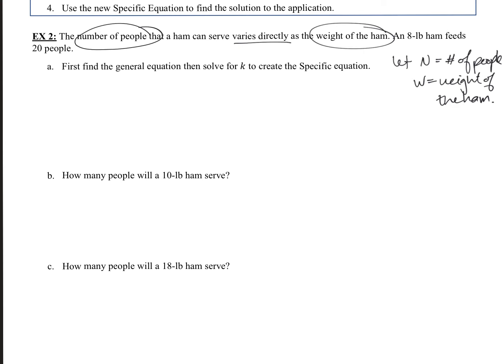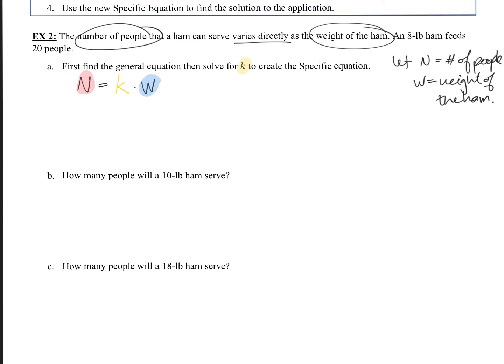So now let's translate this statement into a variation. This is saying that the number of people, N, varies directly. So I'll go ahead and write that and immediately plop in my constant k of variation. So it varies directly with the weight of the ham, which would be W. Okay, so that's the general equation. Now we need to solve for k. So how do we solve for k? In order to do that, I need to know N and W.